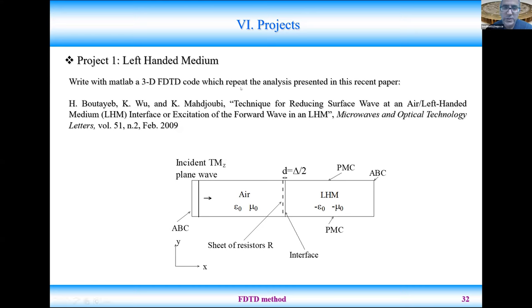The first project is based on this paper, which talks about a left-handed medium. So we have a negative permittivity and negative permeability, and we send a plane wave. With the same thing, we use PMC, PMC, PEC, PC, and an absorbing boundary condition will be enough for this problem. In this paper, we added a sheet of resistor really close to this interface. You can look at the paper for what value of the resistor we use in order to have no reflection at this interface. So the first project is the left-handed medium.